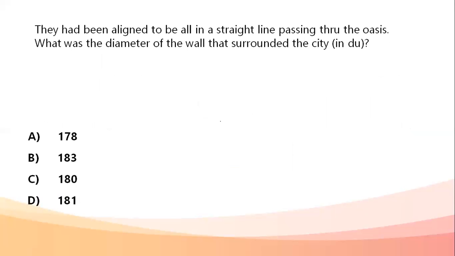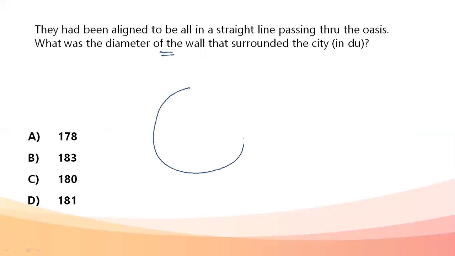Okay, some things have been measured. Now, the next thing: they have been aligned to be all in a straight line passing through the oasis. What was the diameter of the wall that surrounded the city? We have to find the diameter. It is a simple question, but first we'll have to draw the diagram.